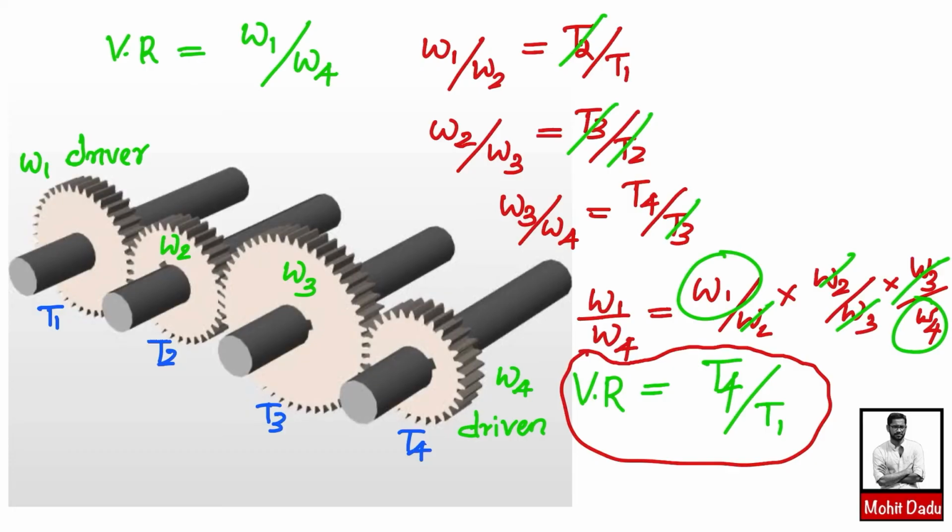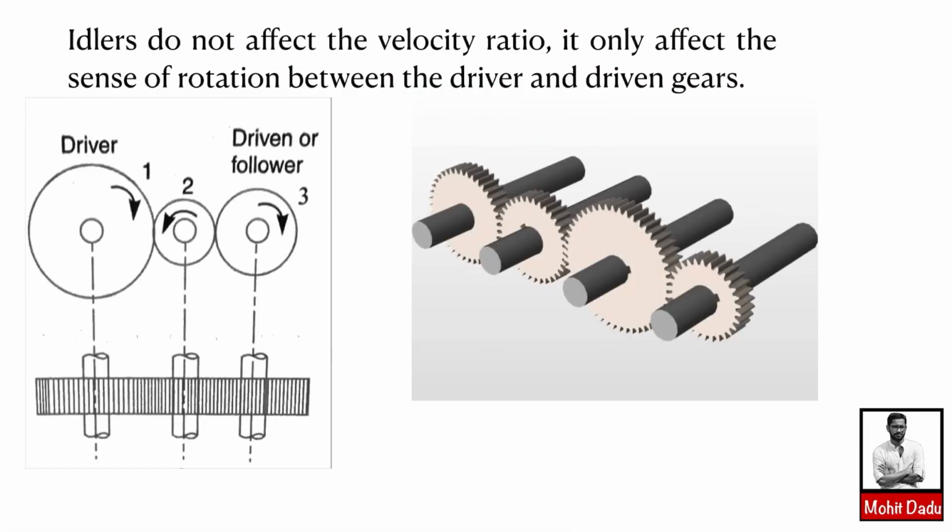But if you see, this is rotating in the clockwise direction, this is rotating in the anti-clockwise direction, then 3 will be rotating in clockwise, and finally this is rotating in anti-clockwise. So based on the number of idler gears, there is some condition for the relative sense of rotation between the input and output, or the driver and driven gears, that we will see now. Idlers do not affect the velocity ratio, they only affect the sense of rotation between the driver and driven gears.